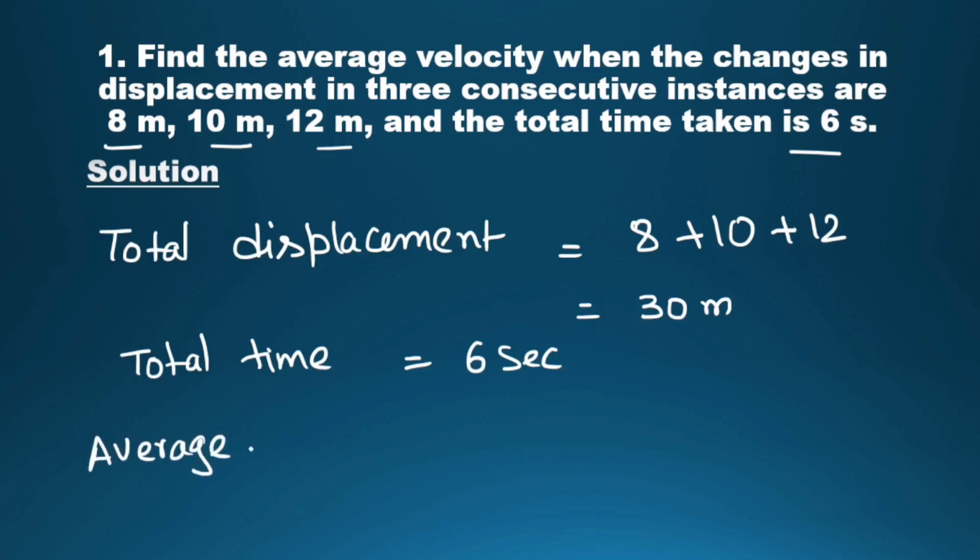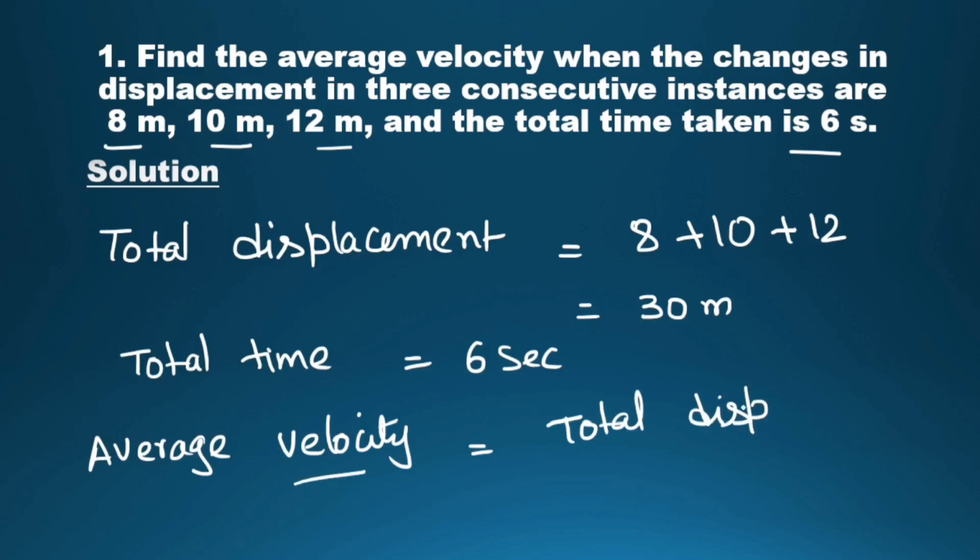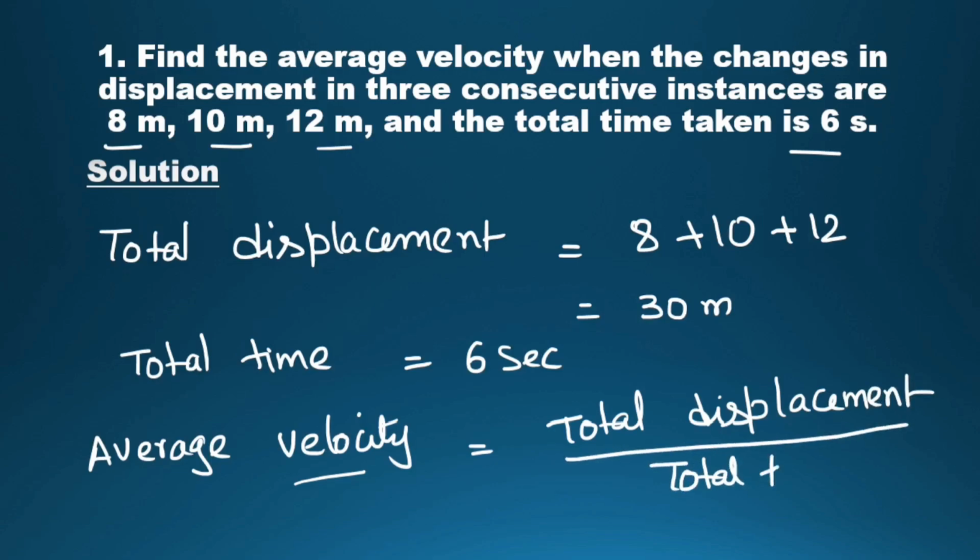We know average velocity equals total displacement by total time. Now, what is the total displacement? 30 meters. Total time 6. Now, it is 5 meters per second, the average velocity.